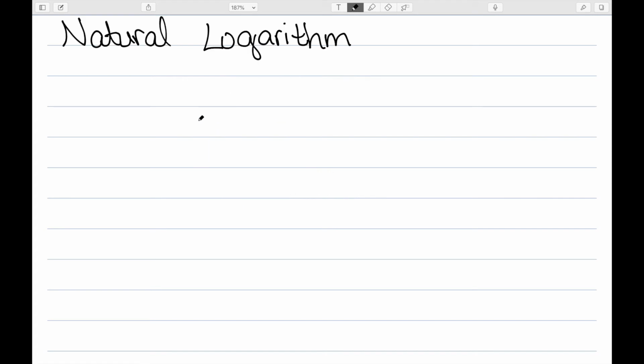I now want to look at my other special logarithm, which is called the natural logarithm. And the natural logarithm is log base e. And this one we tend to write as ln. So ln means base e. So let's look at some examples of this.